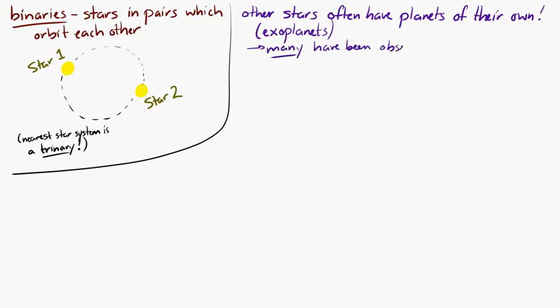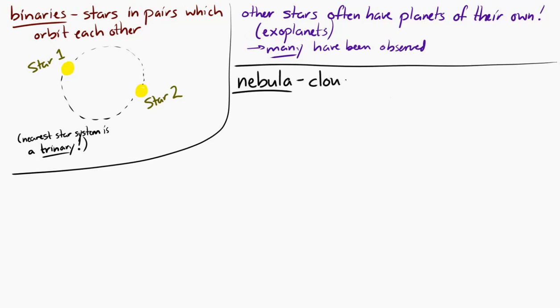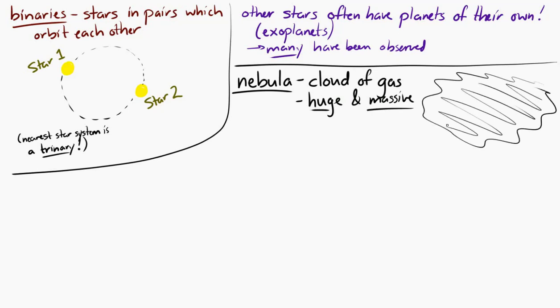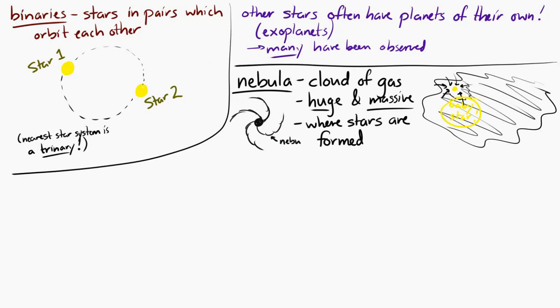There are also things called nebulae. Nebulae are clouds of gas that are absolutely huge and absolutely massive, although the mass is spread out over a very large volume. And these are the clouds from which stars are born. In some cases, the clouds, or part of the cloud, can start to collapse and form a solar system. These are found within galaxies. So the spiral arms of the Milky Way, our galaxy, are largely made of these clouds of gas.